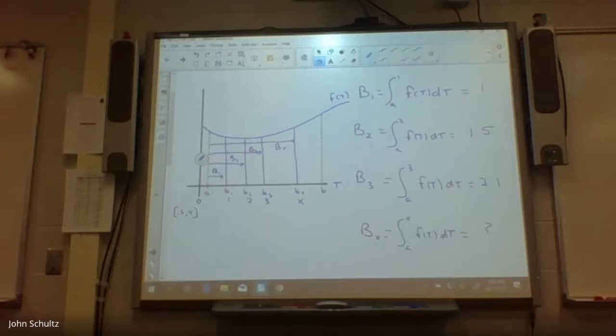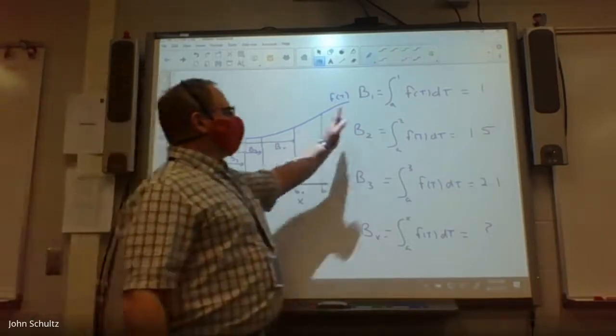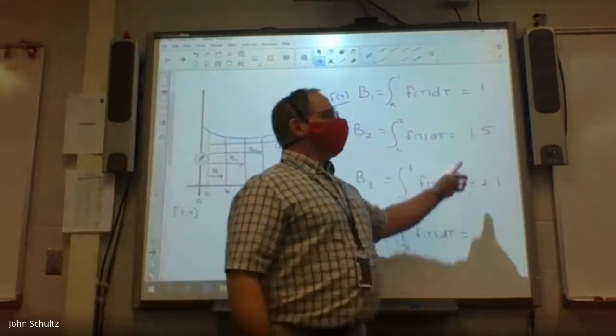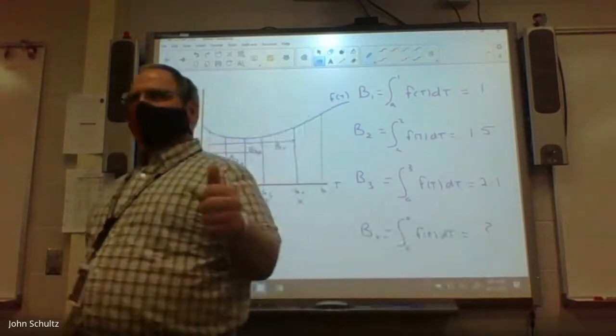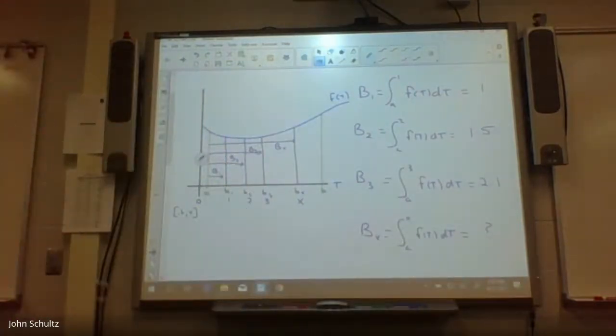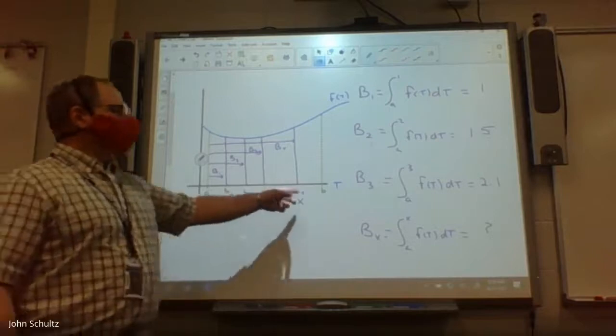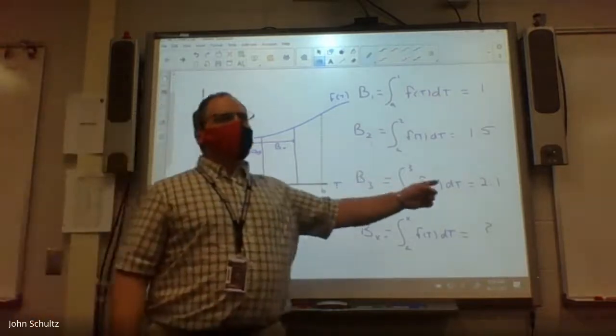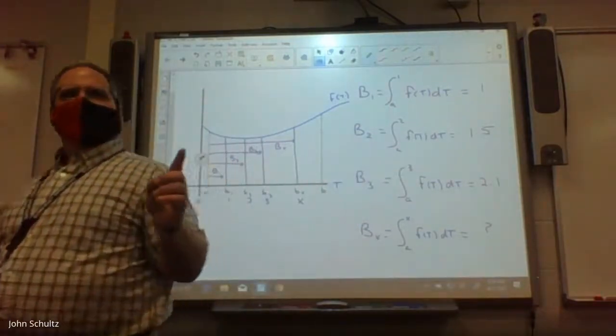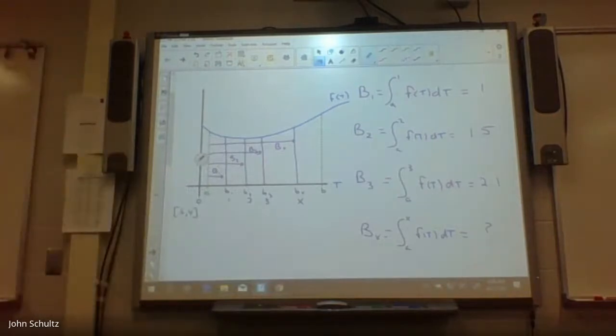Every time I do one of these integrals, I'm going to get a different number. But for each one of those values I choose, whether it's 1, 2, 3, or any value x, is it only going to give me one specific area? My question is, is it a function?